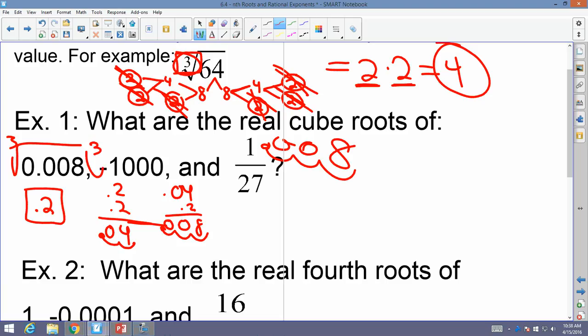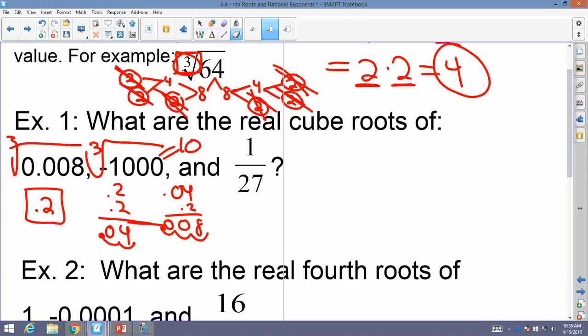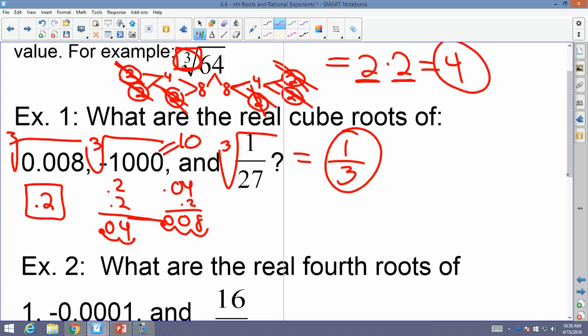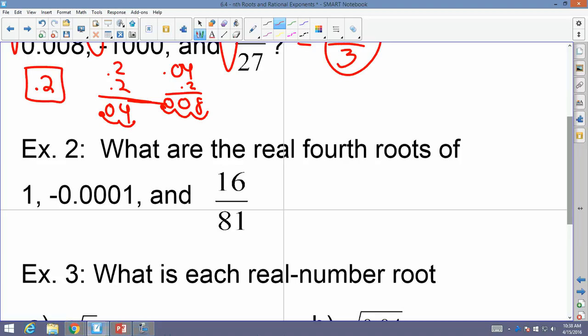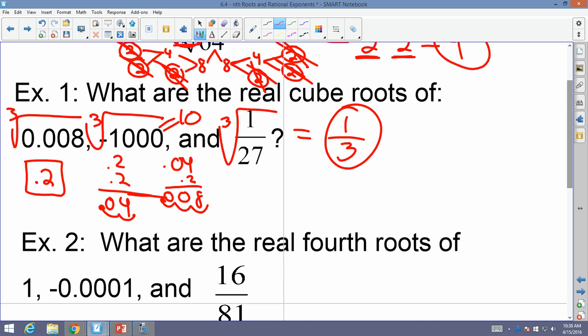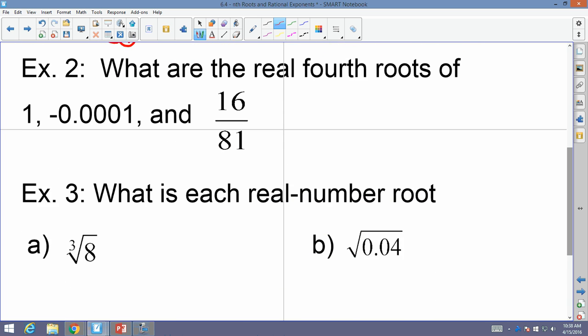What's the cube root of negative 1,000? That should be pretty simple. Negative 10. Very good. And last but not least, what's the cube root of 1/27th? Yeah, because the cube root of 1 is 1, the cube root of 27 is 3. Very good, my brothers. Excellent. Excuse me. Because what is 1 times 1 times 1? It's 1. Thank you, sir. Good question. Okay. What's the 4th root of 1? 1. 1 to any power is 1, guys.